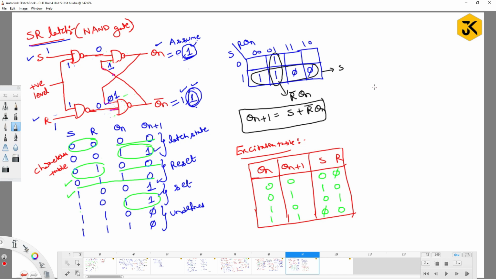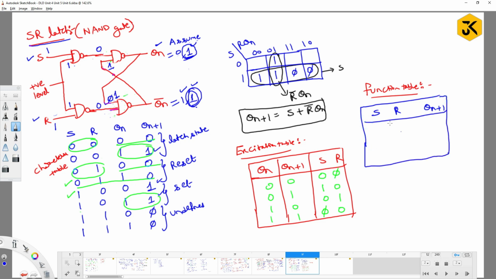Similarly, what is meant by function table? Right? So representing output in the form of input variables. So you are going to have S, R and Qn plus 1 terms. Now try to observe what might happen, right? If it is 0 0, if it is 0 1, 1 0, 1 1. For 0 0, it is acting like Qn only. For 0 1, it is acting like reset, 0. For 1 0, it is acting like set mode. For 1 1, it is acting like undefined mode. This is the respective function table, right?